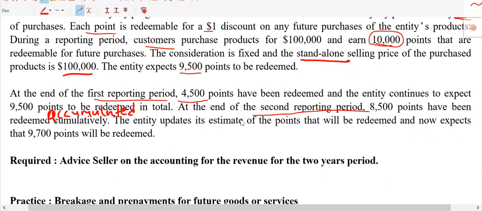So that's why in the second year, we revise the point redemption to 9,700. We start to feel that more and more customers come back to claim, and I think the estimation has to be increased slightly. So first year, 4,500 points have been redeemed. It's not a full amount yet, and we continue at the end of year one to expect only 9,500 points in total to be redeemed.